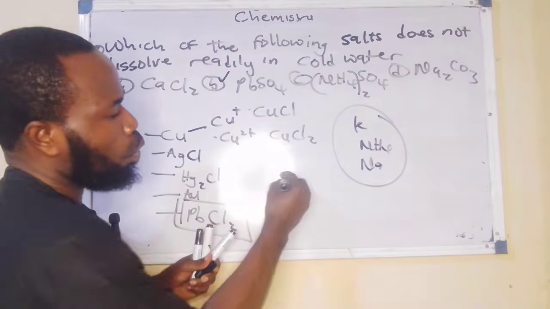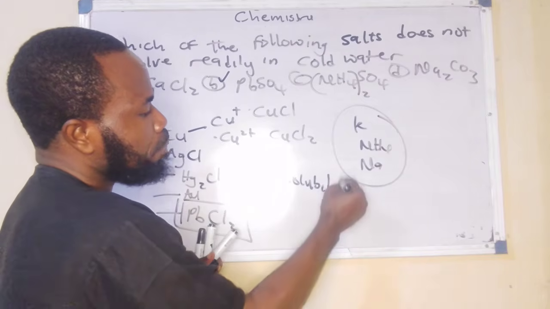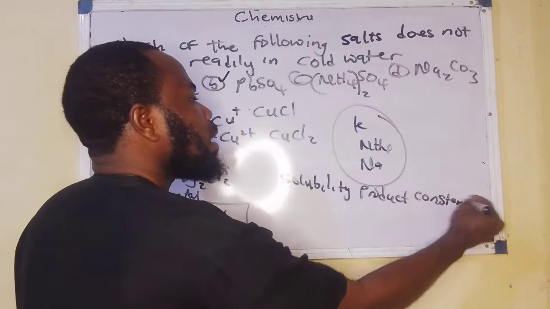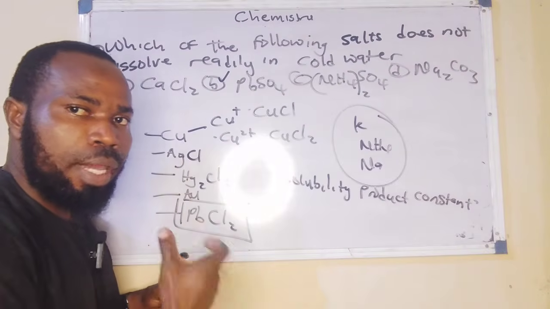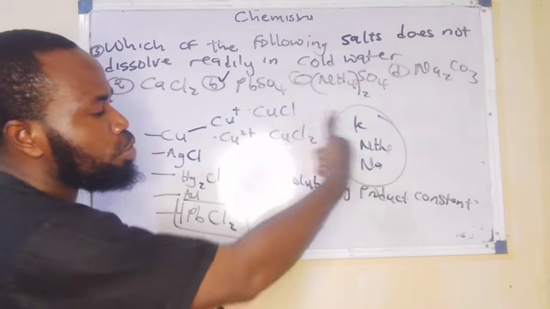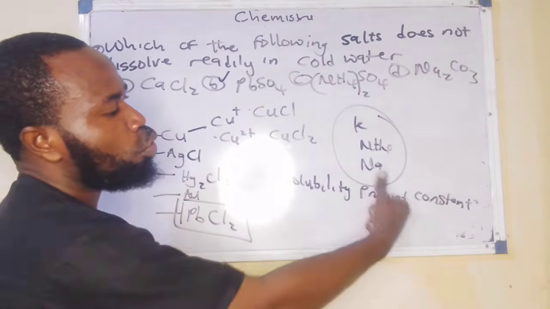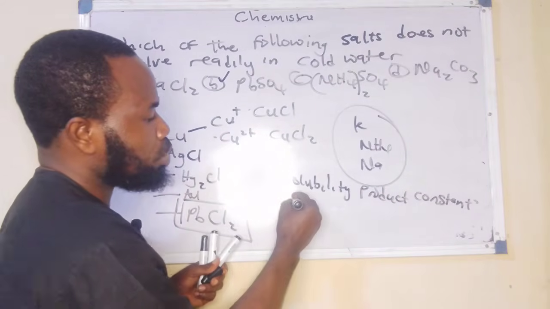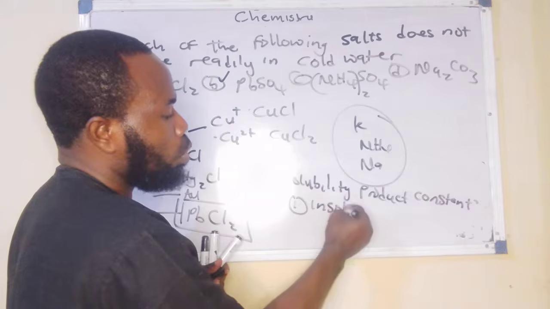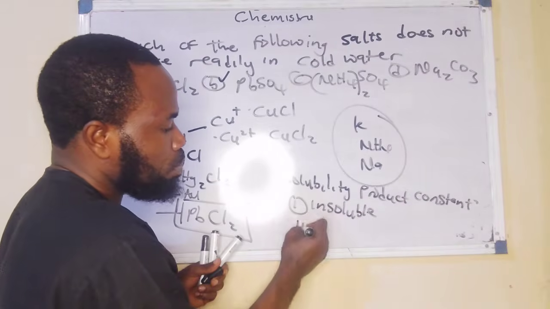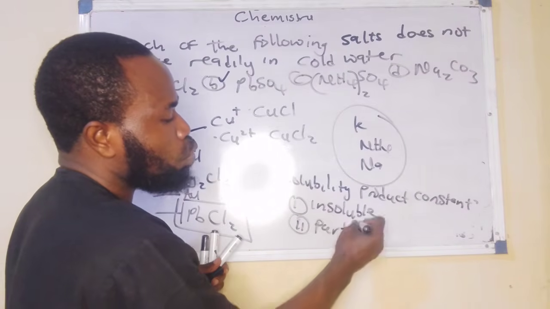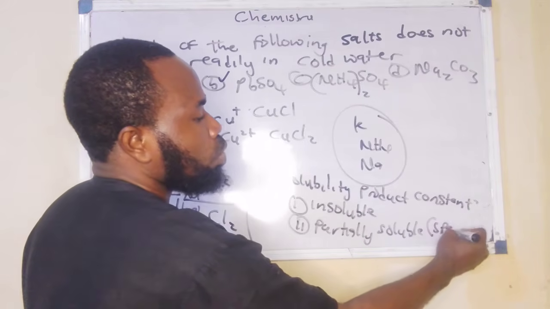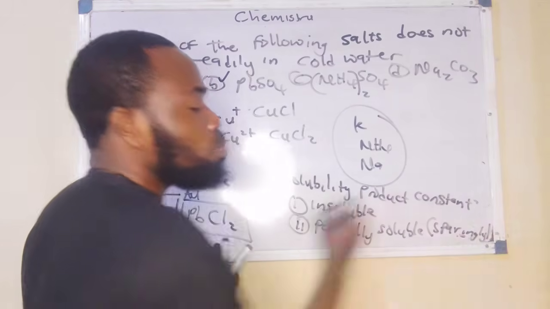Now, this is the third question that we're analyzing, but I want to bring out something very quickly. There's what we call solubility product constants. They can ask you in the exam, which of the following salts do not have a solubility product constant value? For a salt to have a solubility product constant value, the salt must be either insoluble or partially soluble. And salts that are partially soluble are said to be sparingly soluble.